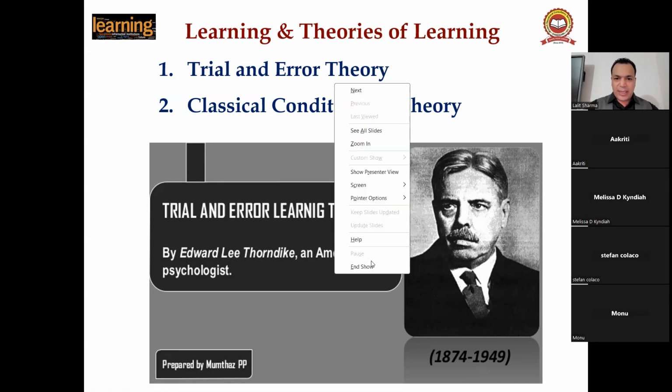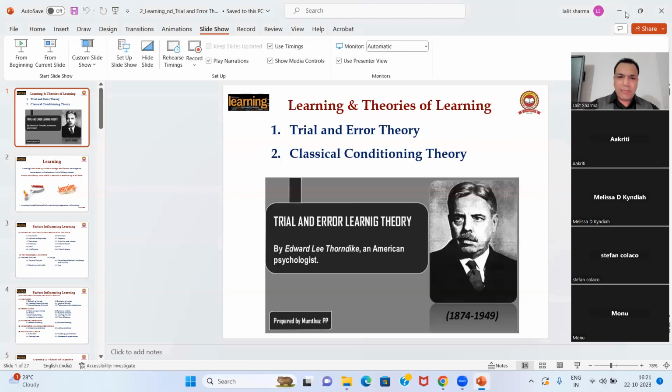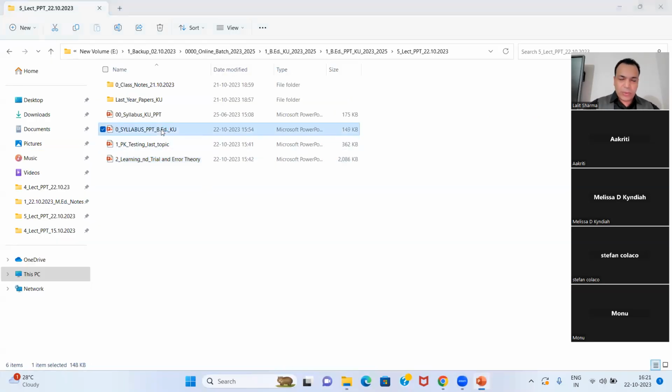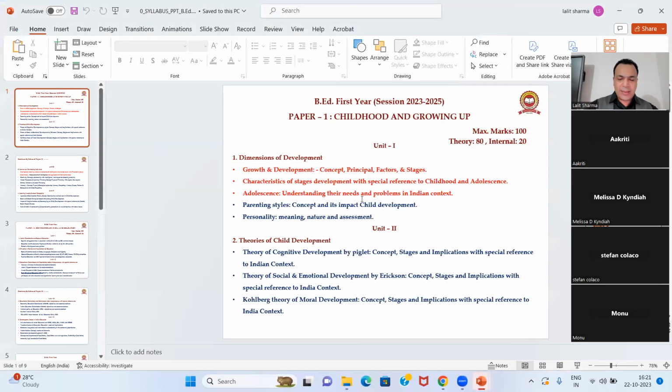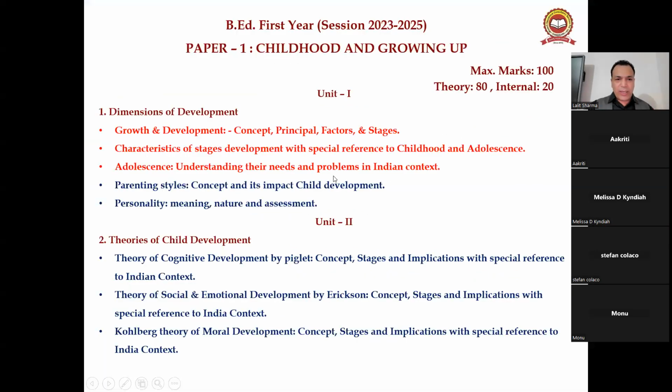Okay. So, first, I tell you, you know from your syllabus, side by side whatever we are finishing, we are underlining this topic we have done. So guys, you can see that paper 1 and paper 3 is going on, right? This is the paper 1 red part we have finished. Okay, growth and development, characteristics and stages of adolescents and needs of adolescents.